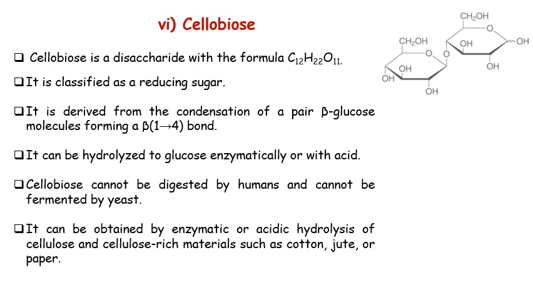Cellobiose cannot be digested by humans and cannot be fermented by yeast. So it is indigestible. Just like cellulose, humans cannot digest this cellobiose. Furthermore, it can be obtained by enzymatic or acidic hydrolysis of cellulose or cellulose material. So we can obtain cellobiose from the hydrolysis of those plants which are rich in cellulose, or cellulose-rich material like cotton, jute or paper.